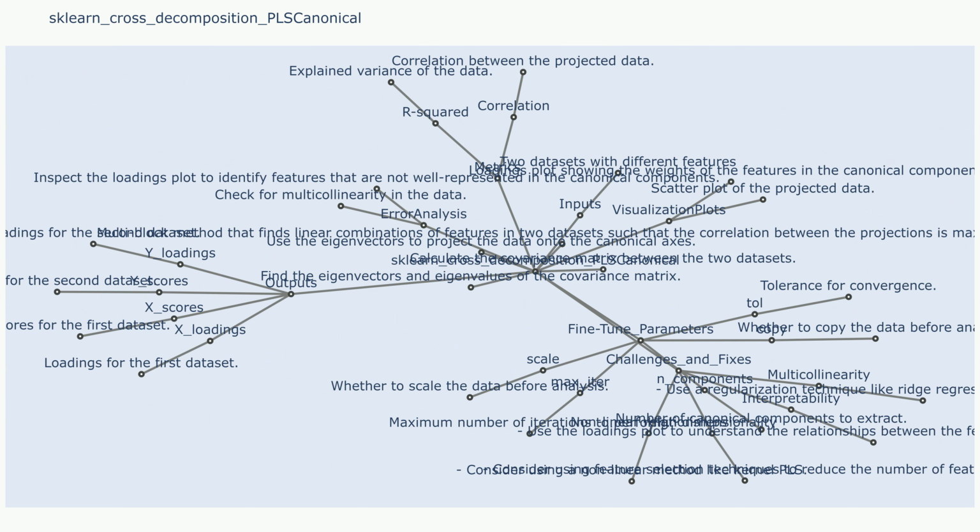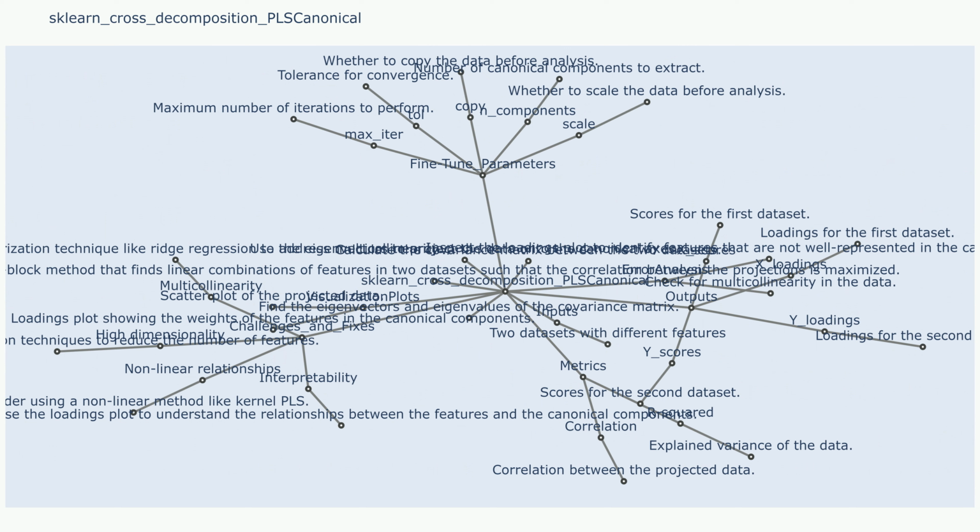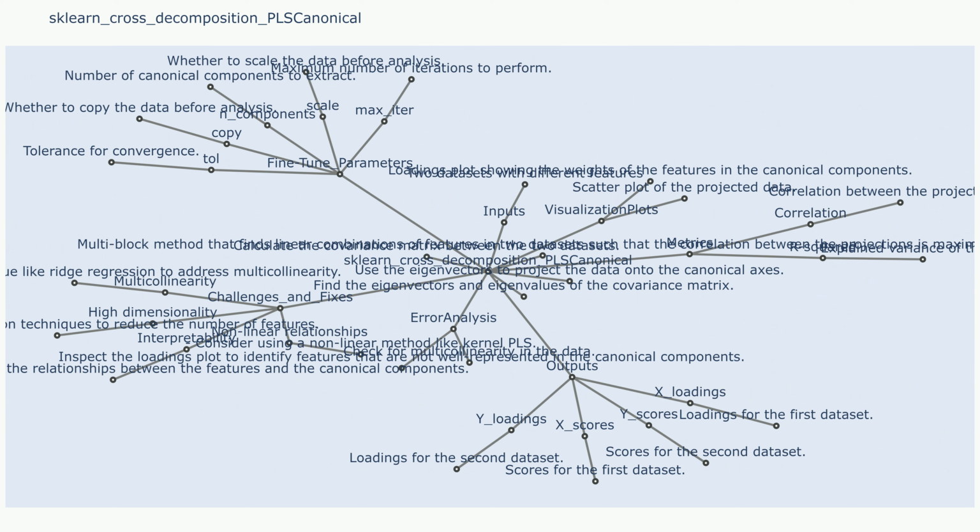Steps: calculate the covariance matrices of X and Y. Calculate the correlation matrix of X and Y. Find the eigenvectors and eigenvalues of the correlation matrix. The eigenvectors with the largest eigenvalues represent the canonical variates, which are the linear combinations of X and Y that are maximally correlated. The weights for the canonical variates are the X weights and Y weights.